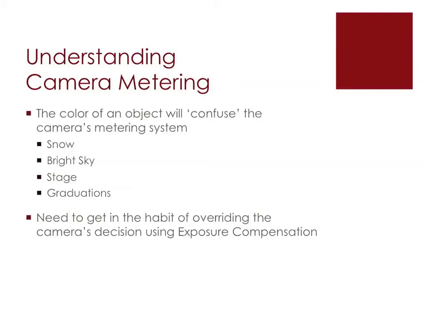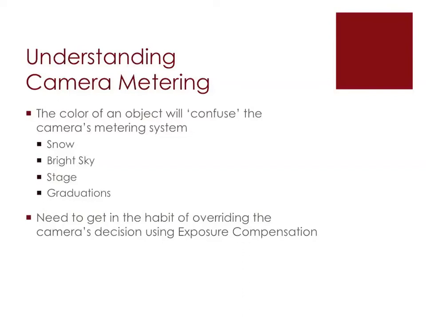Another one is a really bright sky. The fact is that the sky is really bright, so in the picture it should be really bright, but your camera doesn't like that. It's going to try to make that a middle gray, so everything is going to be underexposed in that picture.